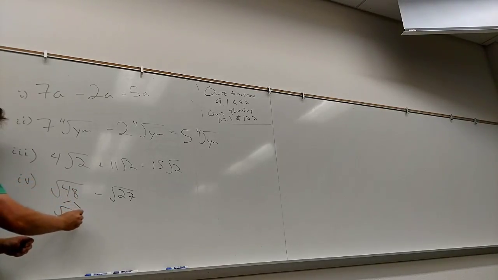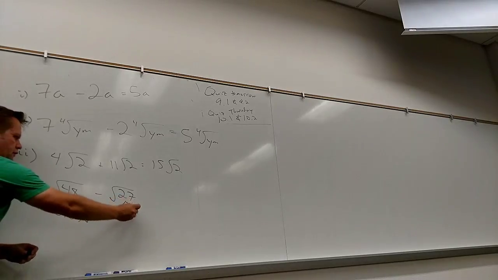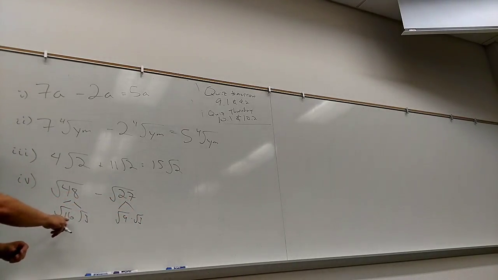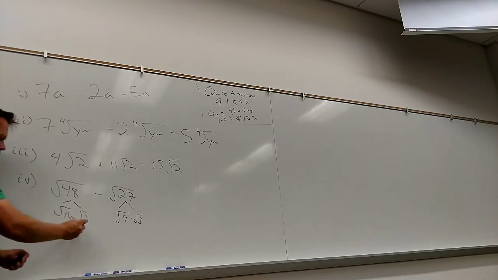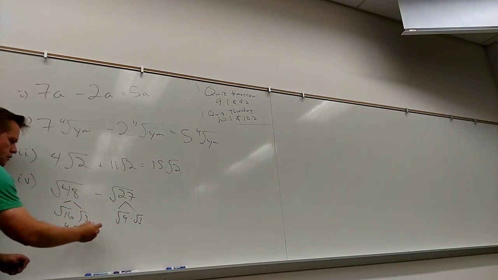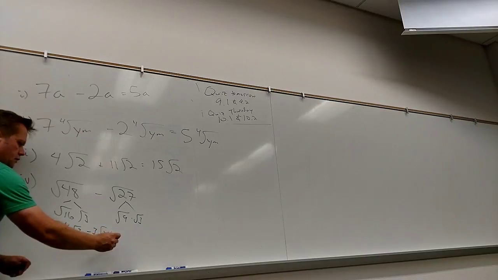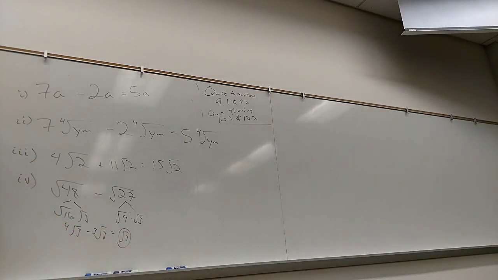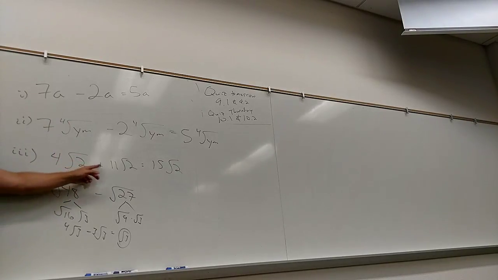Yeah, 16 times 3. 27, 9 times square root of 3. Yeah, so you get 4 square root of 3s minus 3 square root of 3s, which is 1 square root of 3. Bam! So unlike variables, so this is like 4x plus 11x.